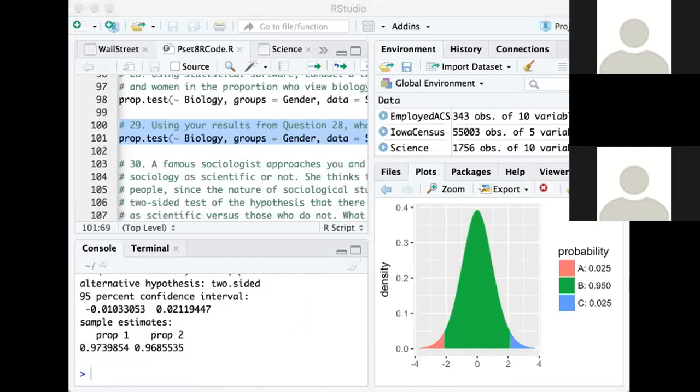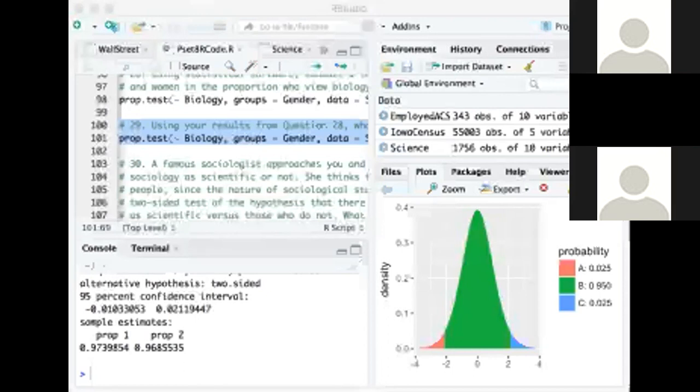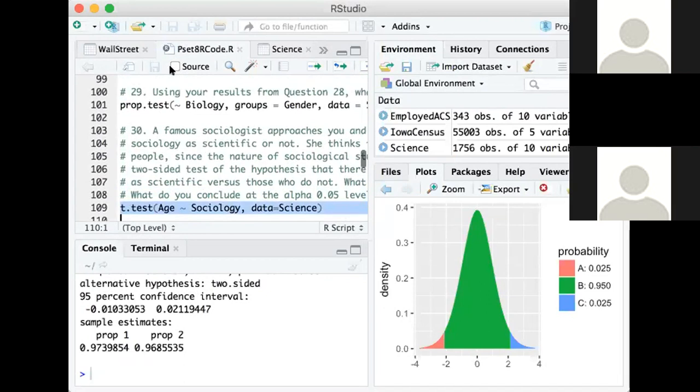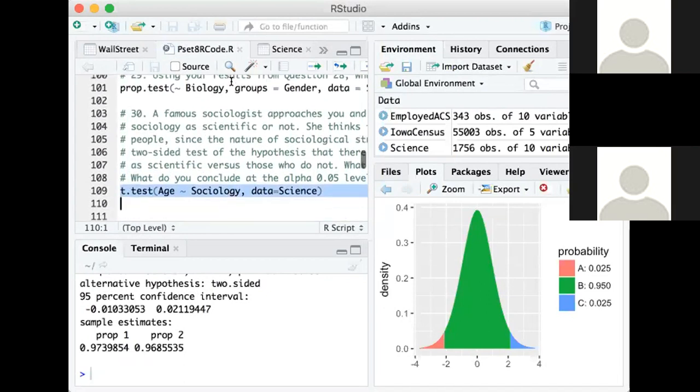And question 30 is asking, a famous sociologist approaches you and wants to know if the average age differs amongst people who view sociology as scientific or not. She thinks that older people might view sociology as less scientific than younger people, since the nature of sociological studies has changed over time. Using statistical software, conduct a two-sided test of the hypothesis that there is no difference in the average age amongst those who view sociology as scientific versus those who do not. It says, what is the point estimate? Round your answer to 2 decimal places. So we can run the code. This is a t-test looking at age and sociology.